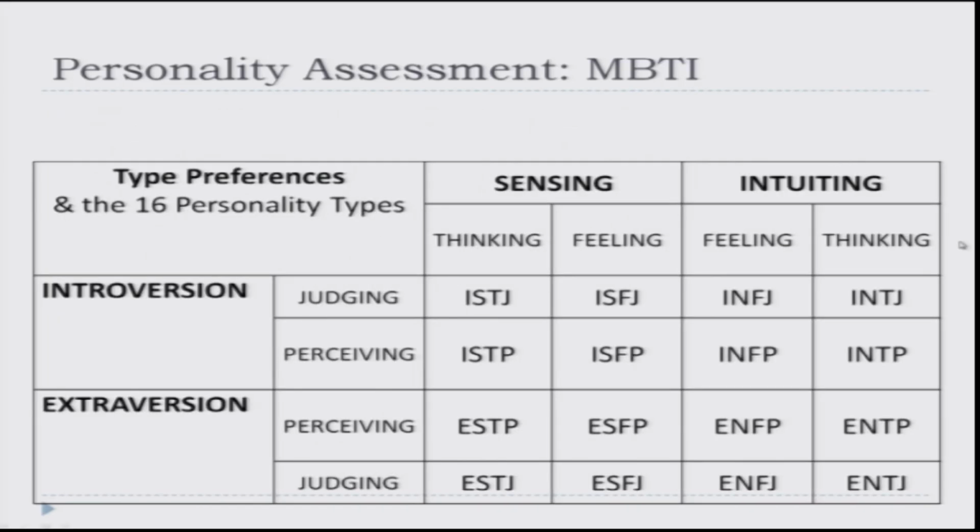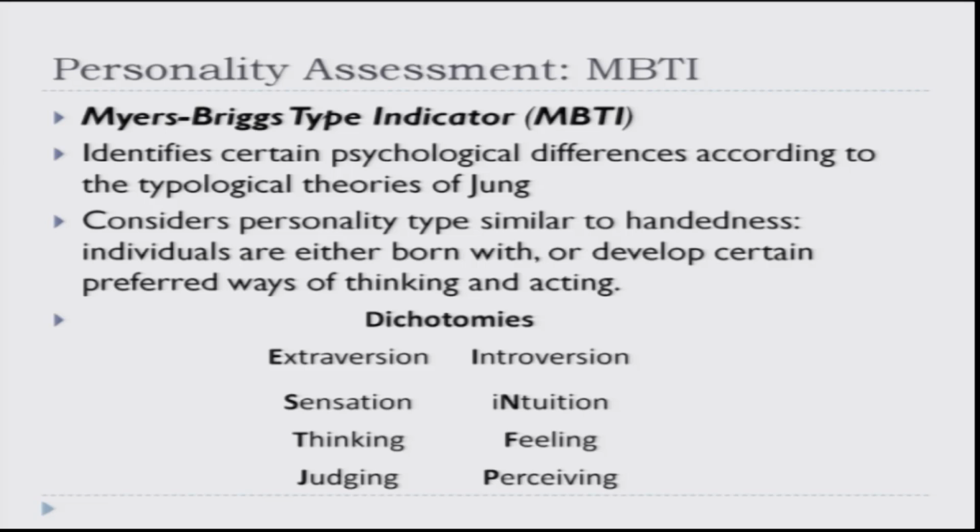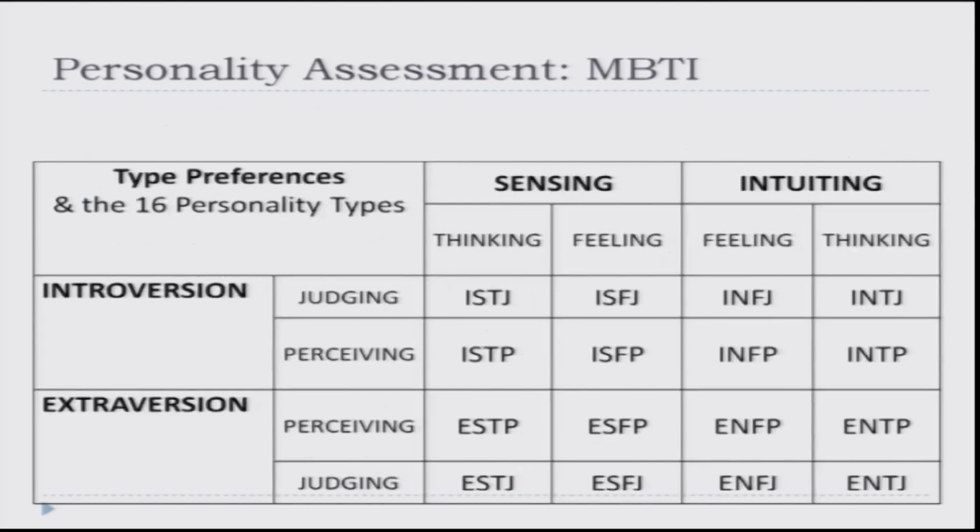Now you have sensation and intuition divided into thinking and feeling for both, and then introversion and extroversion again divided in terms of judging and perceiving type. So, thinking, feeling, judging, perceiving. All these 4 dichotomies make it a 4 by 4 matrix that is created in MBTI.